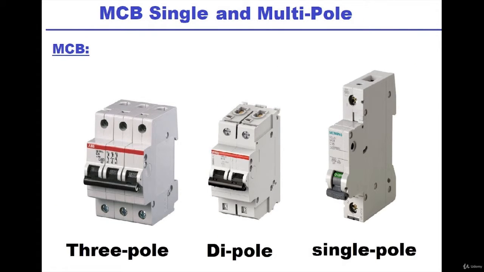Now MCBs come in three types: single pole, dipole, or three pole. The difference is how many cables you can connect at once to that circuit breaker. If we have a single phase system, we use a single pole, where we connect this single pole to the phase of the equipment we are trying to control or protect or switch. If you are interested in cutting off the phase and the neutral of a single phase system, we use a dipole. And if we have a three-phase system, we use the three pole.